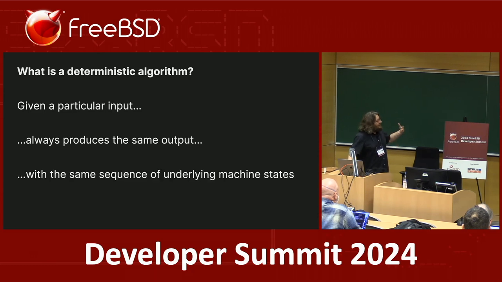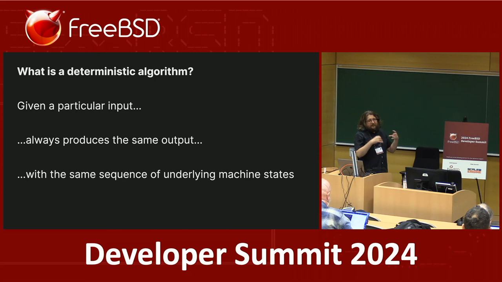But with the same sequence of underlying machine states. What do we mean by that? For starters, let's get the obvious thing out of the way. If I give you a different input and you produce the same output, that's not determinism, that's just the input being irrelevant. But this final statement is very important, this underlying sequence of machine states. What that's saying is not just that you get the same answer every time, but that the internals of the computer, to the extent that they affect future answers, are the same as well.